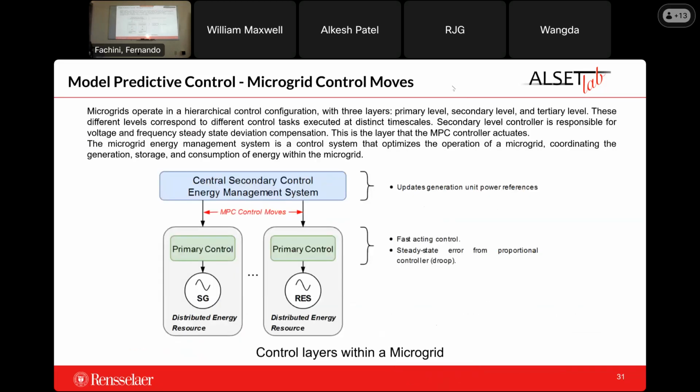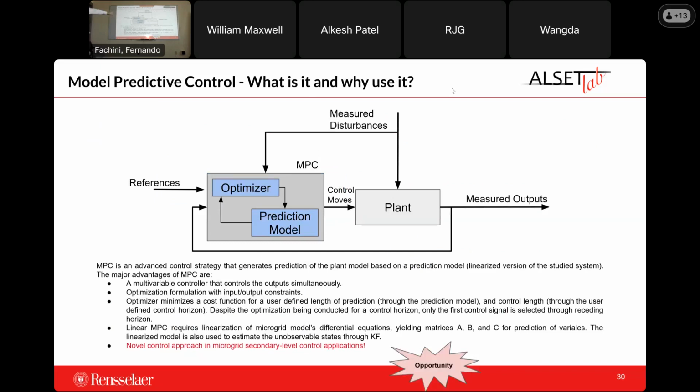Where's your Kalman filter in the optimizer? The Kalman filter is inside the MPC. Yeah.